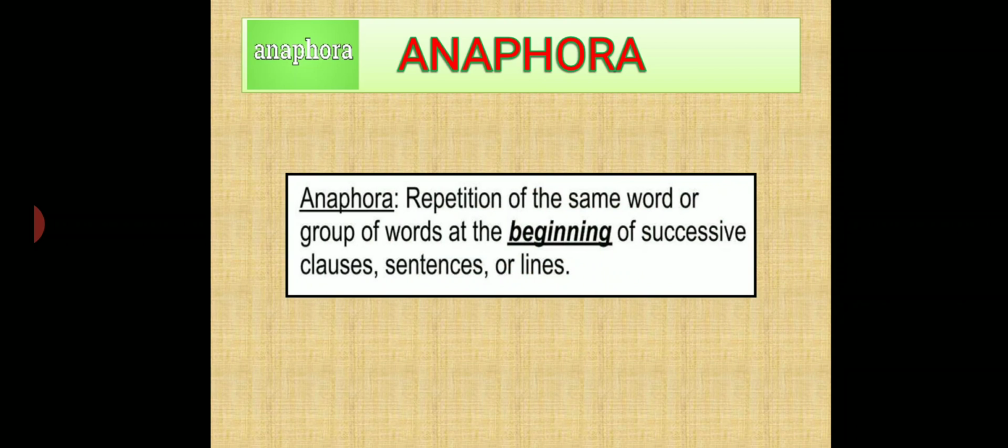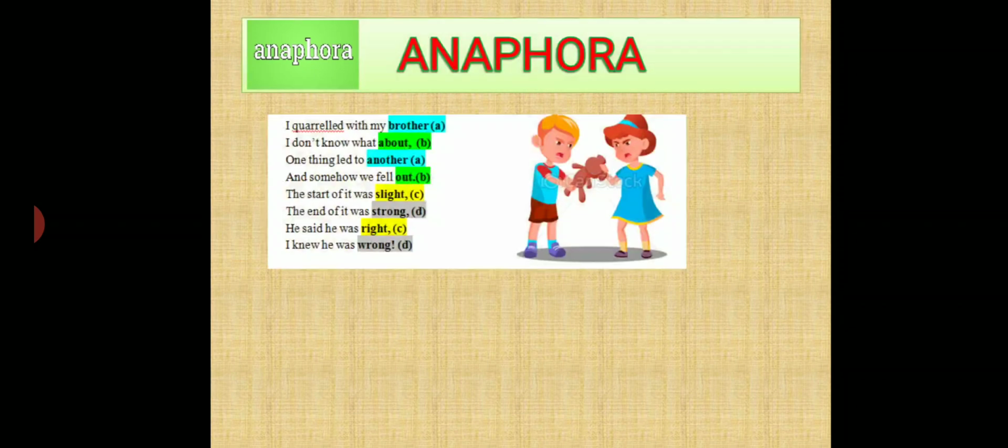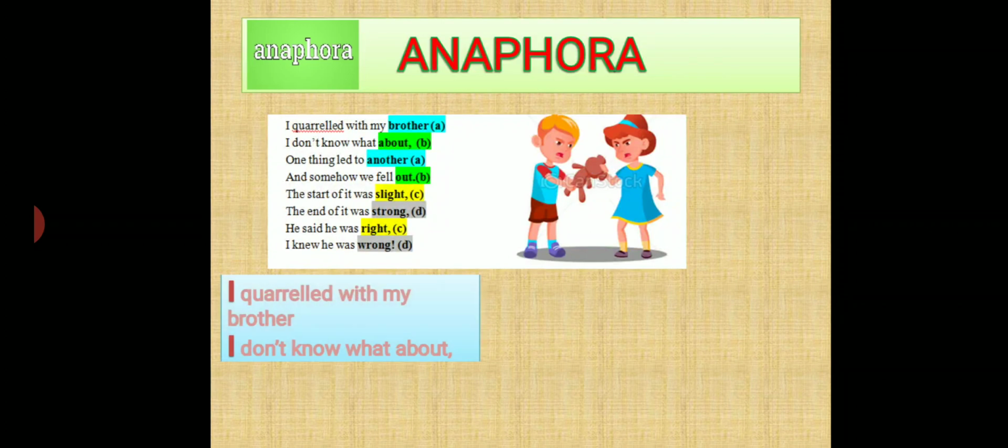For example, see in context to your poem. I've taken the same stanza. I quarreled with my brother. I don't know what about. So I is repeated here. See, I quarreled with my brother. I don't know what about. So I is repeated. So this is your anaphora. I is repeated in the starting.